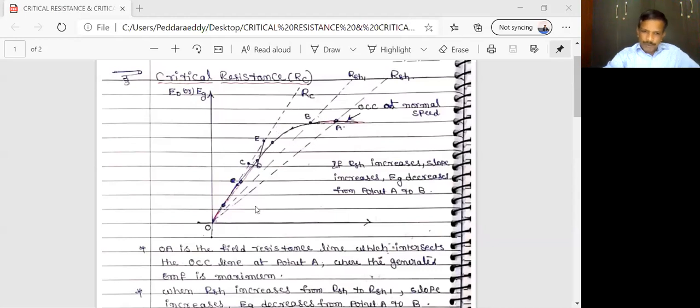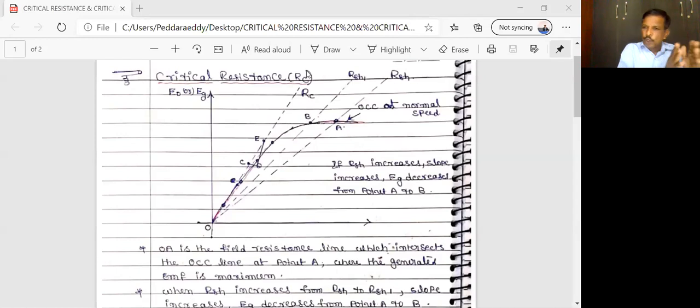For example, suppose the RSH value is 200 ohms. If you increase the RSH value to 250 ohms, we get RSH1. If you increase it from 250 to 300 ohms, we get one more slope here. If you increase 250 to 290 or 300, we get one more slope. Okay, the slope which touches the initial part of the OCC curve.